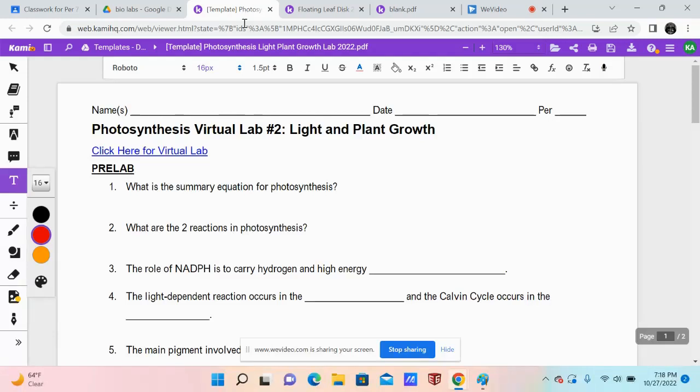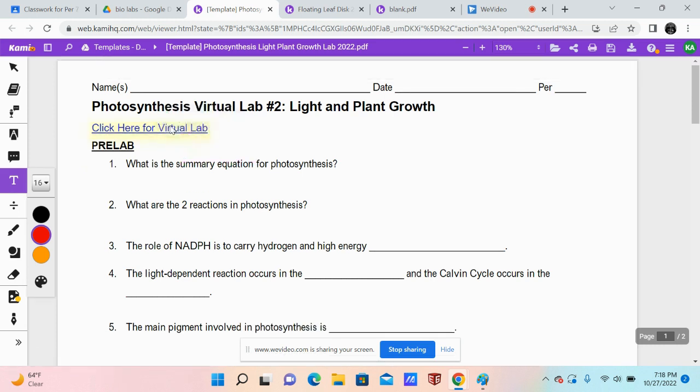All right, I'm here to help you with the photosynthesis virtual lab number 2. Which type of light do plants grow the best in? Remember, all you got to do is click right here. It'll take you to the virtual lab. Let's go ahead and click it. I don't know if it's going to work.